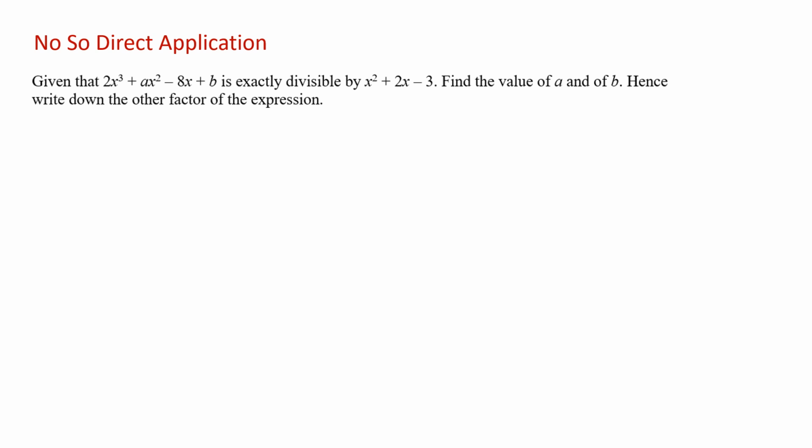Right, here we are. We're going to do a not so direct application, but actually it's not that difficult also. Right, let's look at the question. So the keyword is this polynomial is exactly divisible by this guy. So exactly divisible, what does it mean in the world of mathematical terms? Yes, it means that the remainder will be equal to 0.